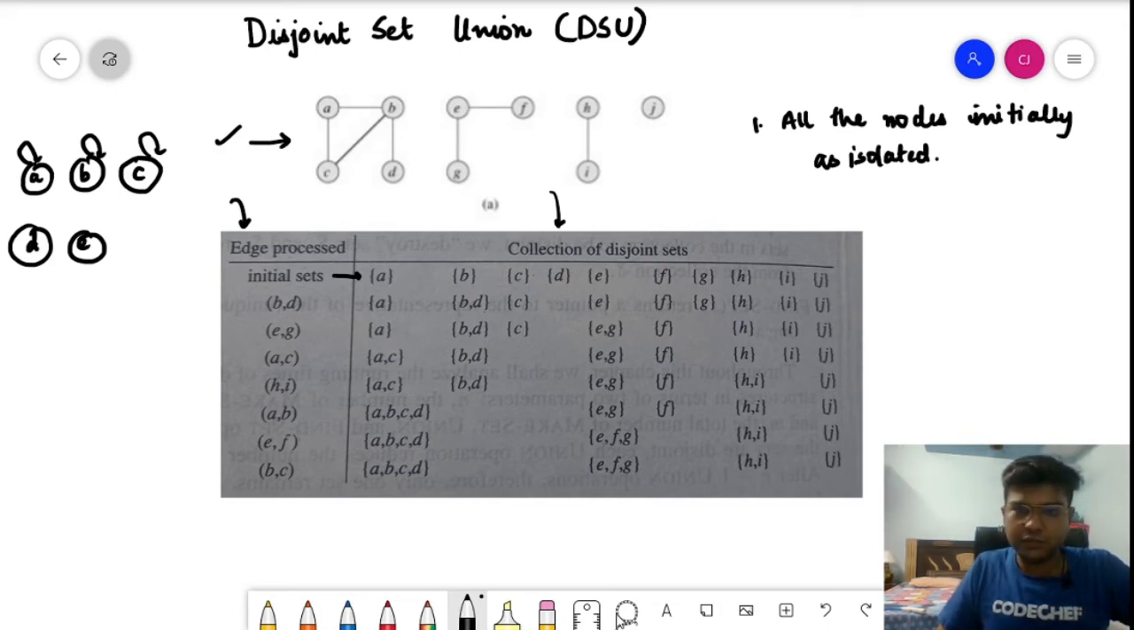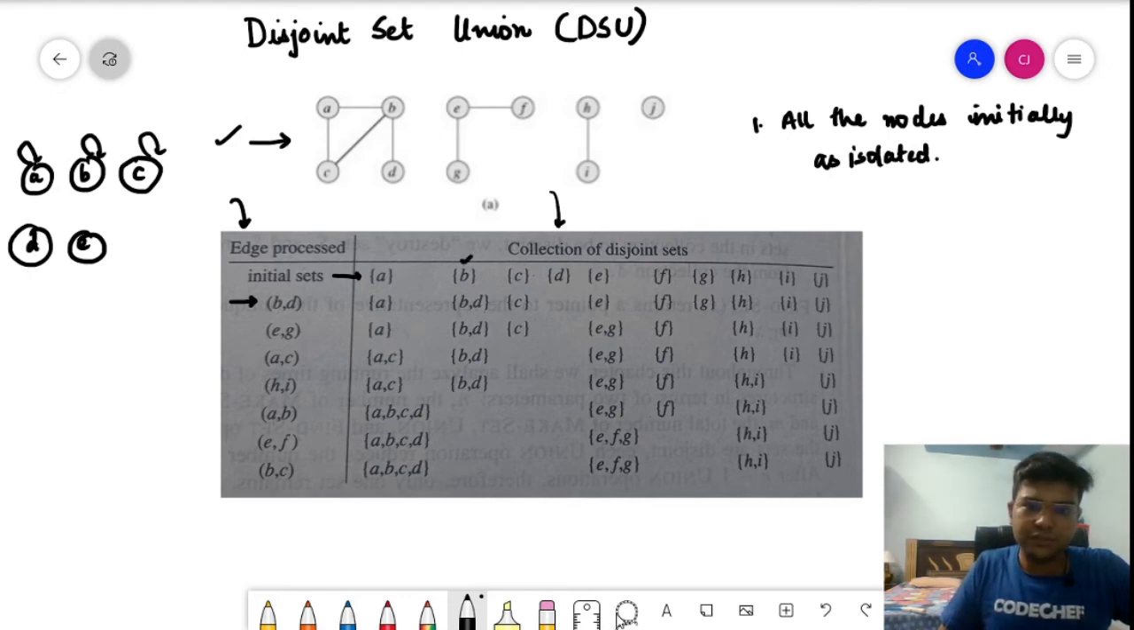All these nodes are isolated. That means they do not have a connection with any other node. Now when I have introduced my edge 1, that is B comma D, that means that I need to bring out the B node and the D node together, right? So how can I bring it together? Basically I'll include these two nodes in one single set.